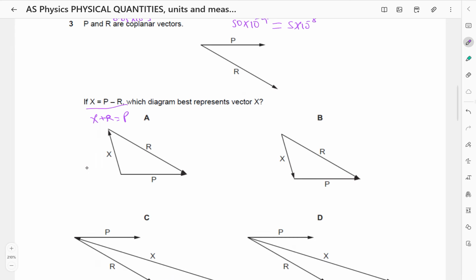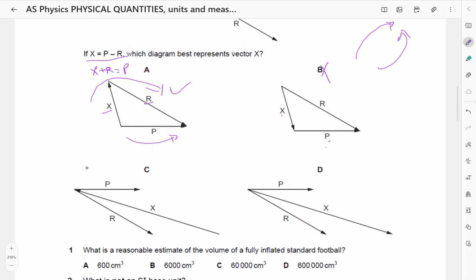Remember, when two vectors are added and they form one loop in one direction, the resultant is in the opposite direction. So if I say X plus R, that is clockwise, the resultant is P, which is anti-clockwise. So I think this is correct. If I say X plus P, this one we don't have X plus P. This is X plus P is equal to R. This is out. So this one is automatically wrong.